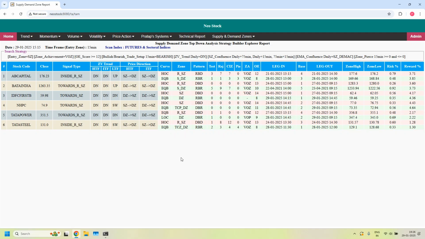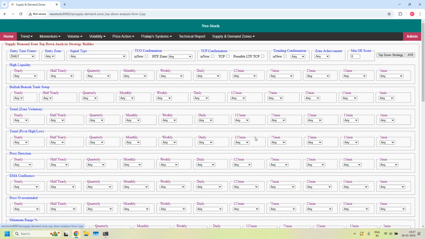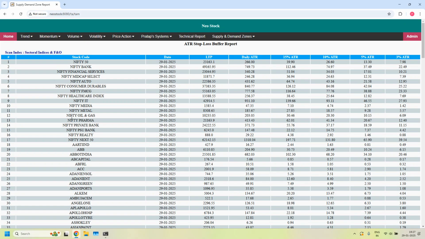So these are the bearish trade setups for daily income trade. And in the final report, let us generate stop buffers based on daily ATR. The first 17 in this list are indices, the remaining are all equity stocks. We have daily ATRs.